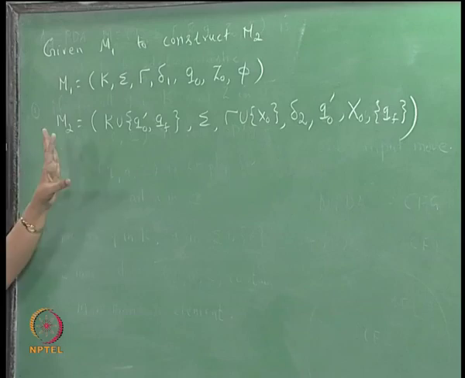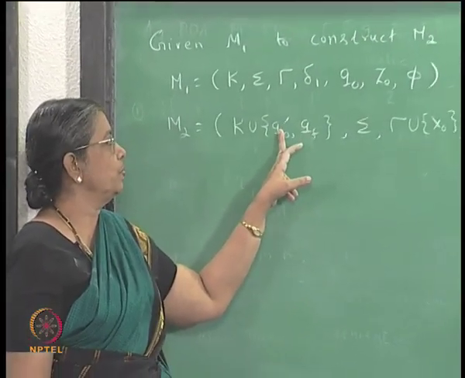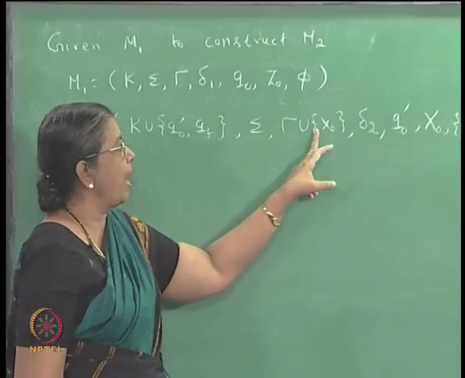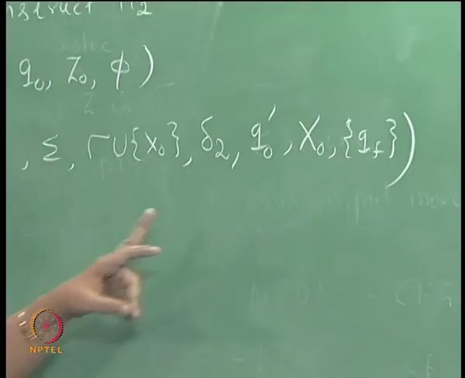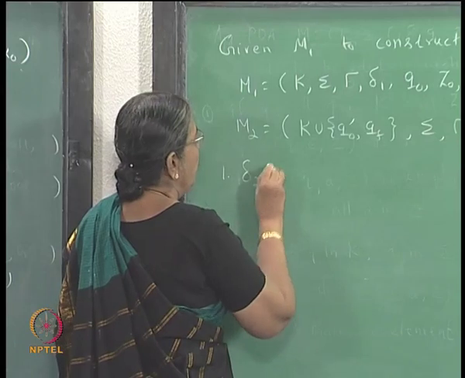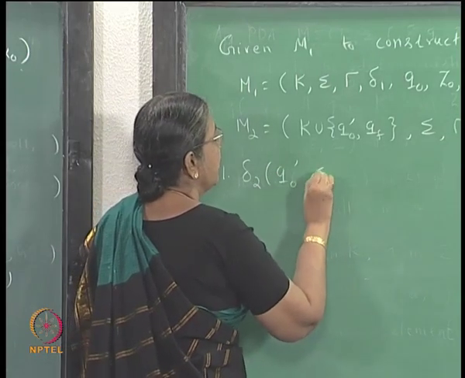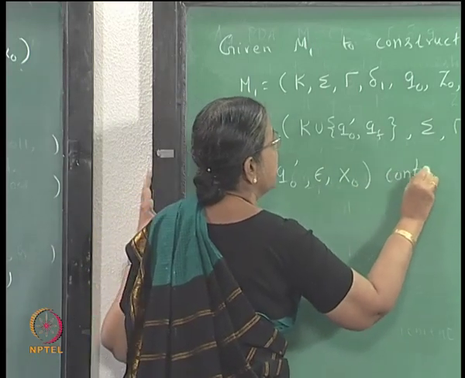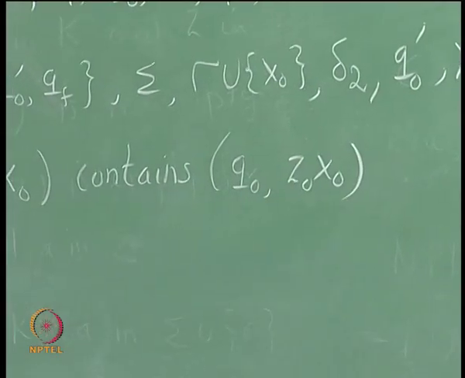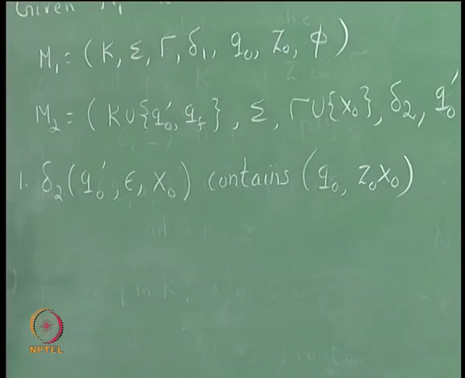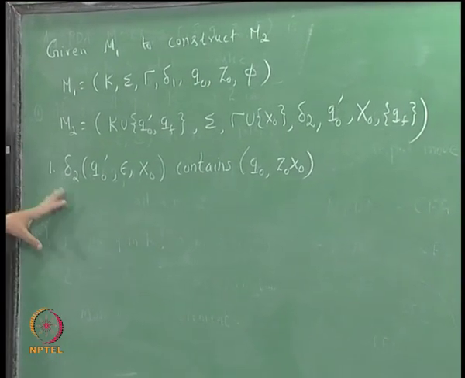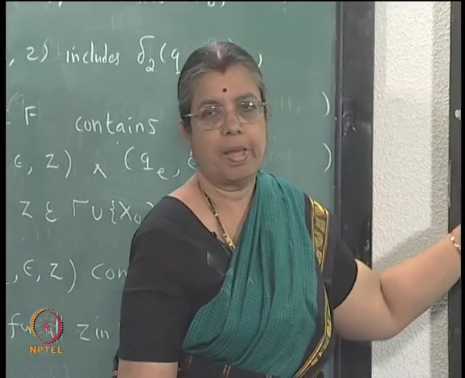So, as in the earlier case, we add two states, Q naught dash which will act as the new initial state, QF which will act as the only final state, and new push down symbol, you add one more which will act as the initial push down symbol, and the only final state is QF. The mapping we have to write now, delta 2 Q naught dash epsilon x naught contains Q naught Z naught x naught. As in the earlier case, you can understand that this move is from the initial ID of M2 you go to the initial ID of M1. That is why this mapping is written.